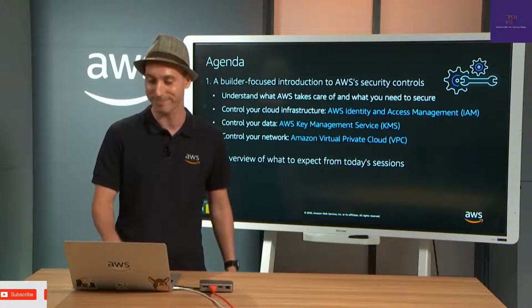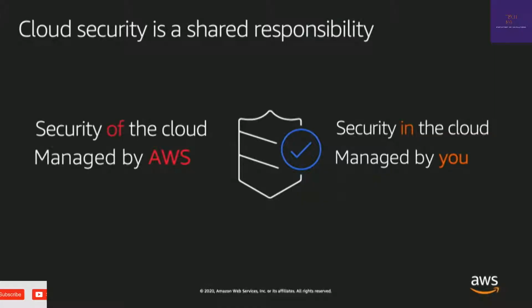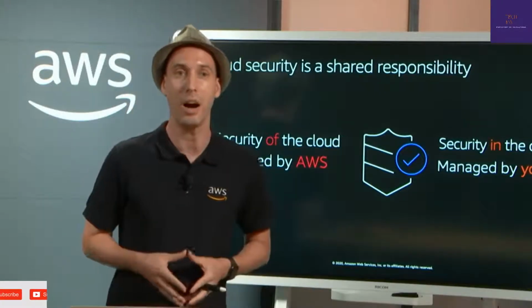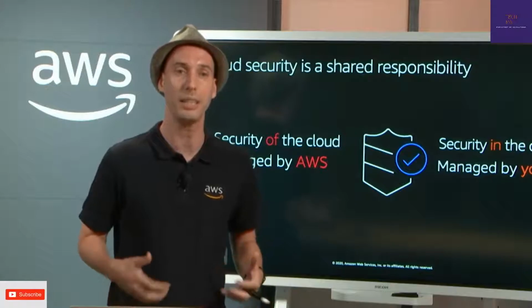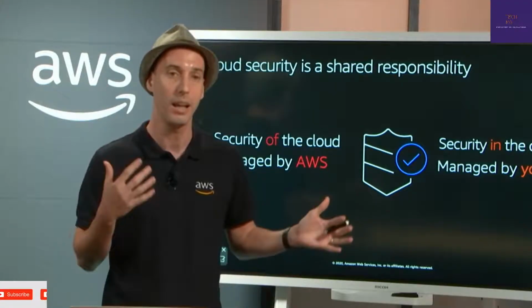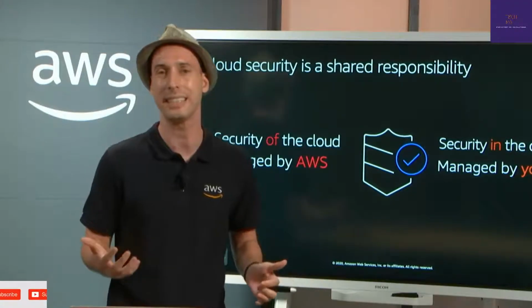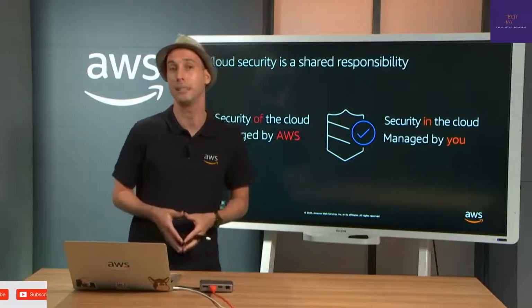Let's get going. So, cloud security is a shared responsibility. What that means is that there are some things that AWS is responsible for and some things that you're responsible for. We talk about this as security of the cloud versus security in the cloud. So security of the cloud, this is things like the physical security of the data centers that comprise AWS's infrastructure around the world, as well as the networking capabilities as well. Whereas security in the cloud, this is things like the operating systems security.